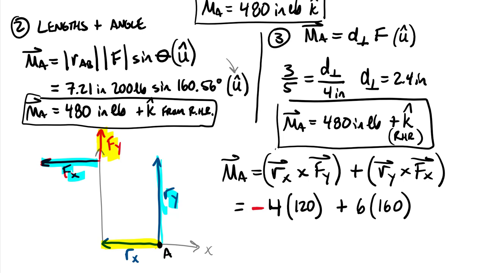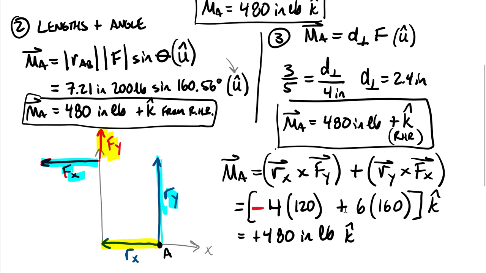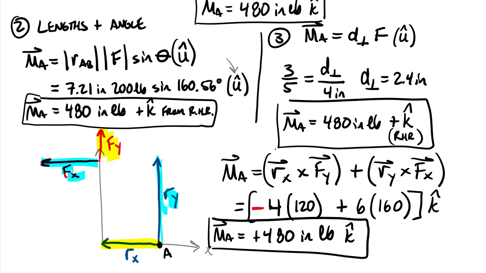So essentially 4 times 120 is a negative 480. 6 times 160 is a positive 960. So we end up with a positive 480, and this also is in inch-pounds. We need those units. And the value is in the k-hat. The reason the value is in the k-hat here, and I could even write it at this point, this entire thing times k-hat, is because we assigned these signs, this positive and this negative, according to that right-hand rule, which everything is in the k-hat. And so this would be my moment at A as a vector using that principle of moments, or Varignon's theorem.